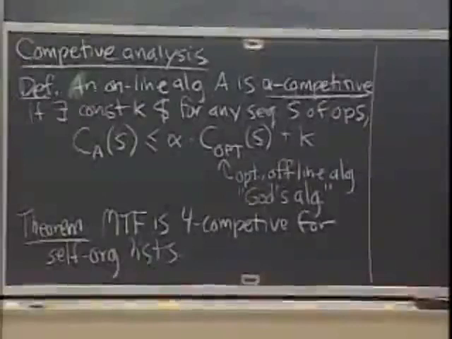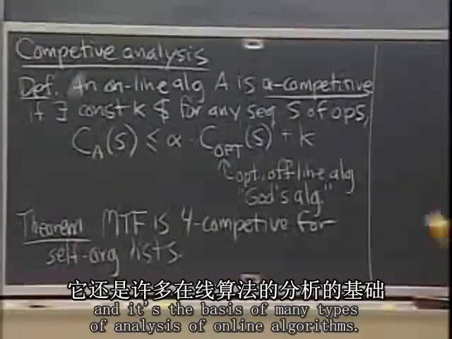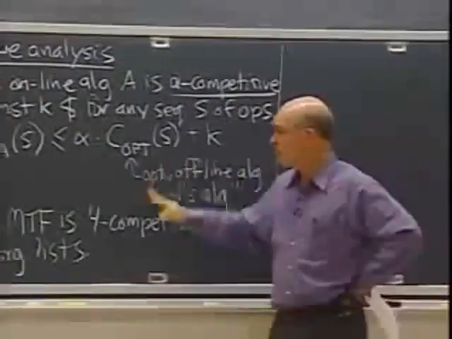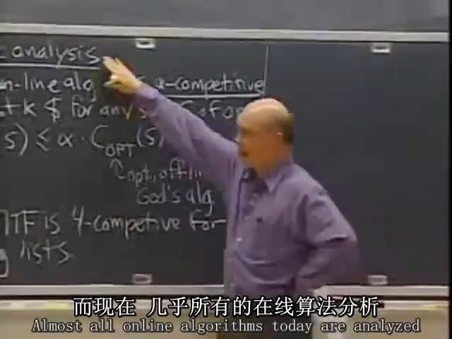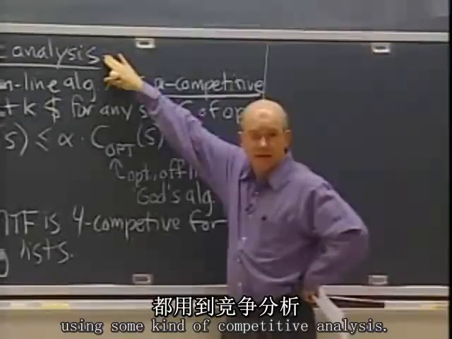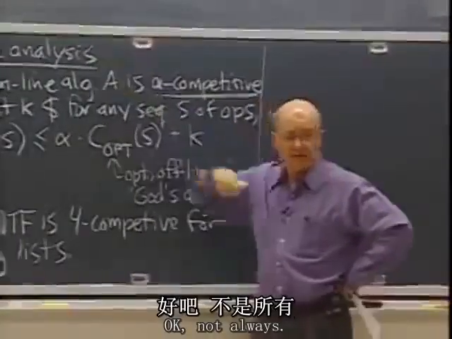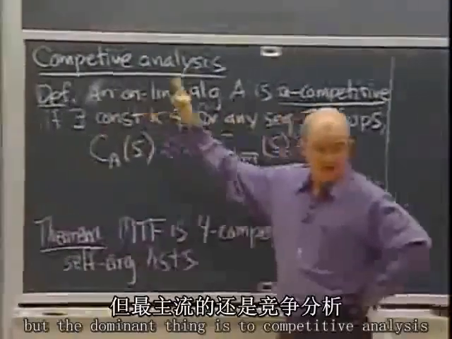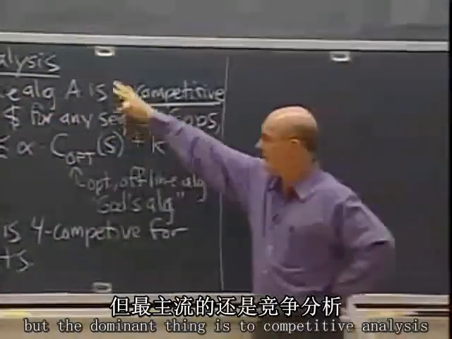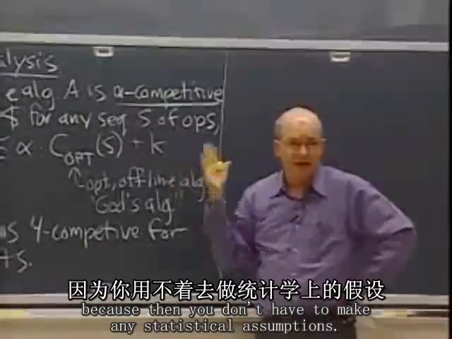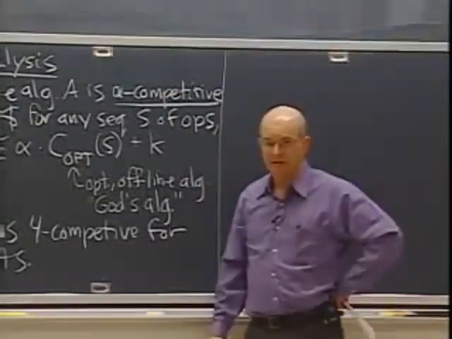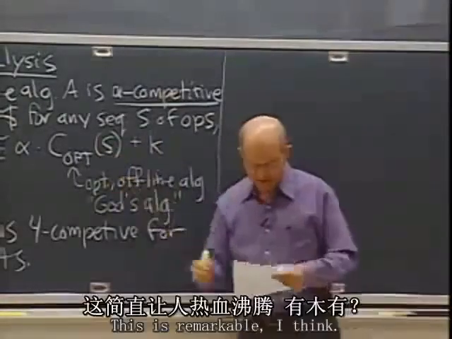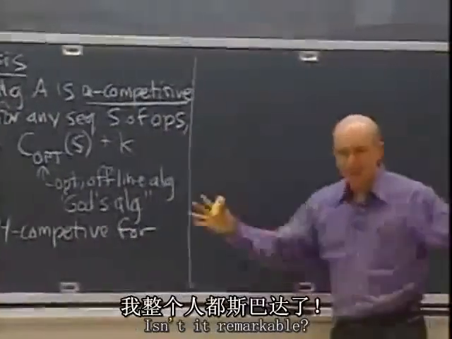Pretty remarkable theorem. And it's the basis of many types of online analysis of online algorithms. Almost all online algorithms today are analyzed using some kind of competitive analysis. Okay, not always. Sometimes you do probabilistic analysis or whatever, but the dominant thing is do competitive analysis, because then you don't have to make any statistical assumptions. Okay? Just prove that it works well no matter how. This is remarkable, I think. Isn't it remarkable?